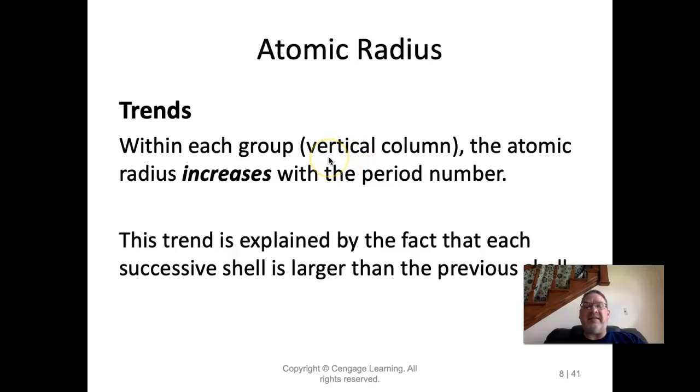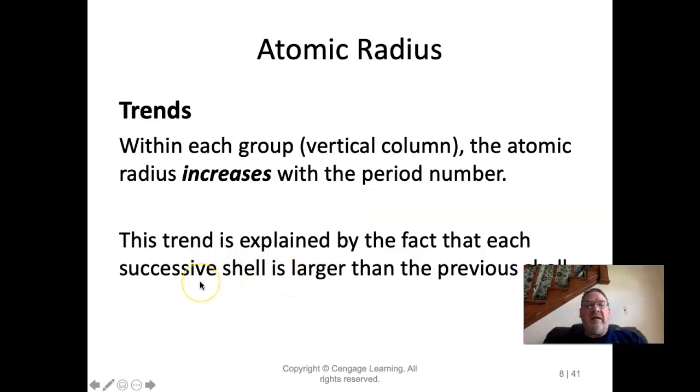The trends, like I said, very important. Within each group, the atomic radius increases with the period number. One of the things we mentioned at the end of Chapter 7 was that each successive energy level was larger than the previous. That's what we're seeing here with this trend. As you add energy levels, which you see with the period number, you're getting farther and farther from the nucleus.